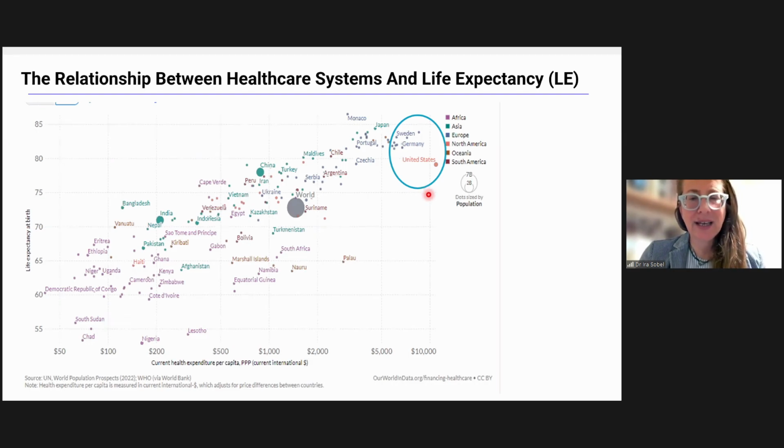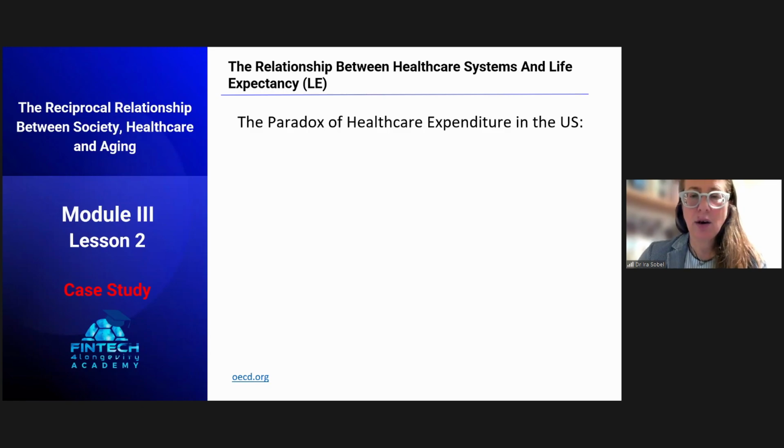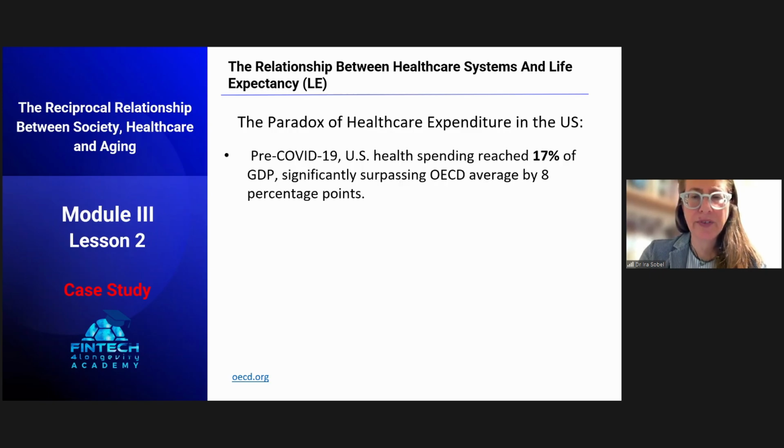The United States defies this trend dramatically. Despite spending significantly more per capita on healthcare than any other developed nation, the US lags behind in key indicators of public health, such as life expectancy and infant mortality. Let's try to understand this paradox. Let's zoom in on the paradox of healthcare expenditure in the US to understand its unique position in global healthcare expenditures. So let's start with a staggering figure.